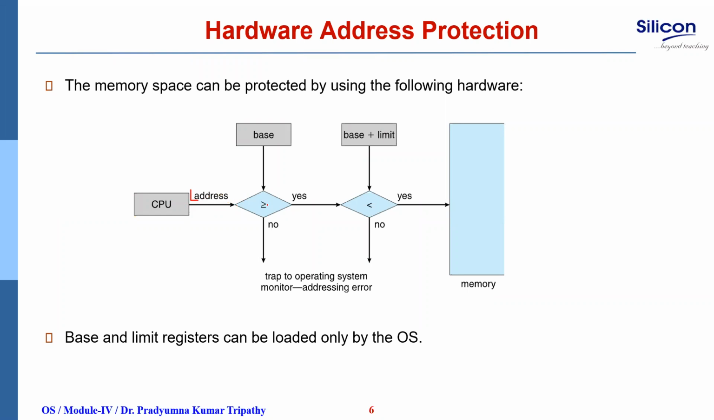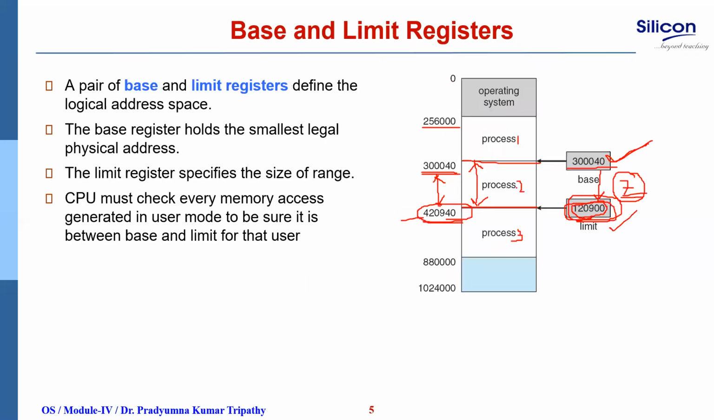It is checked with the base address. The logical address is checked with this base address. If it is greater, it is actually added with this base address. Correct? Now, the address generated by the processor must be greater than the base address, and if it is greater, it must be less than base plus limit. It is greater than base and less than base plus limit.